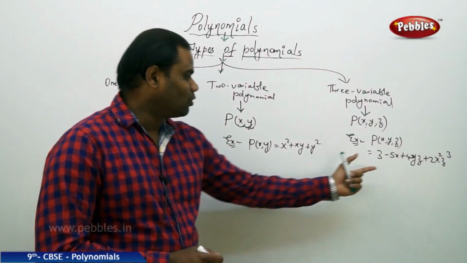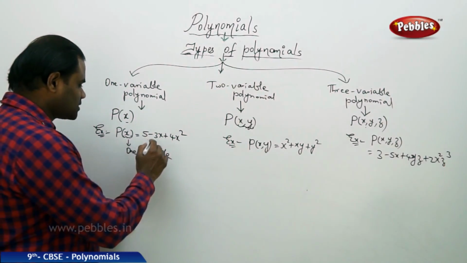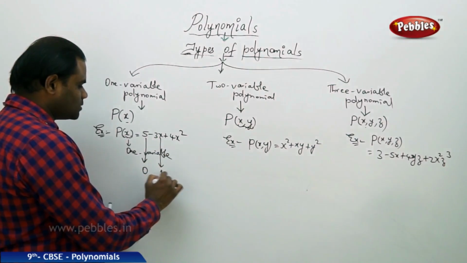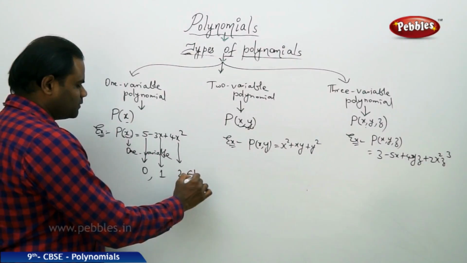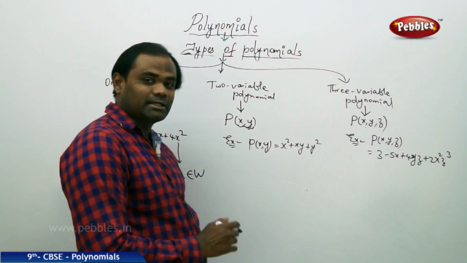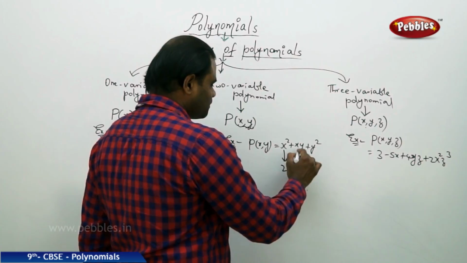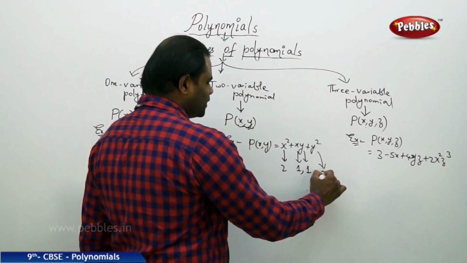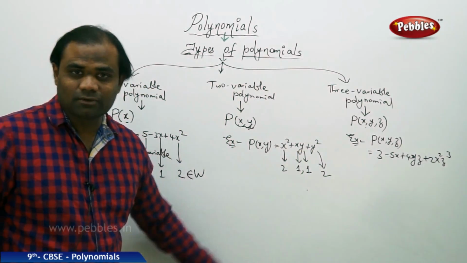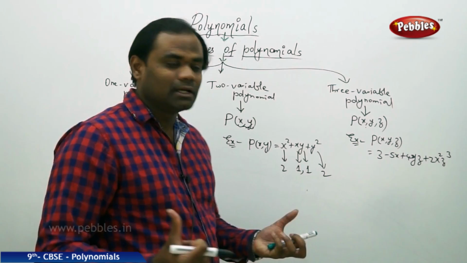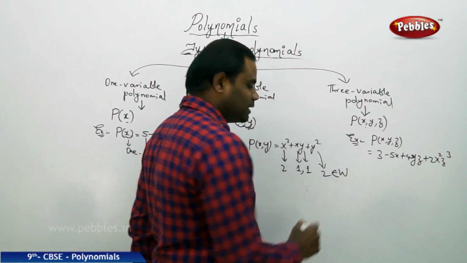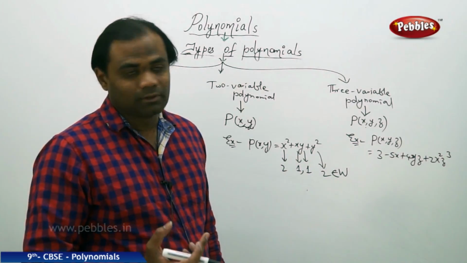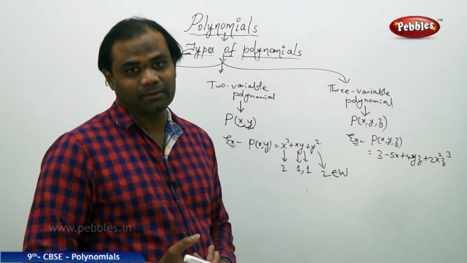And interestingly, all these 3 are polynomials because they satisfy the condition that the power of x here is 0, and the power of x here is 1, and the power of x is 2, which belong to whole numbers. And coming to the second example, the power of x is 2, the power of x is 1 and y also is 1 and the power of y is 2. So each of the powers of x and y taken independently are nothing but whole numbers, and hence the whole expression here is a polynomial of 2 variables x and y.